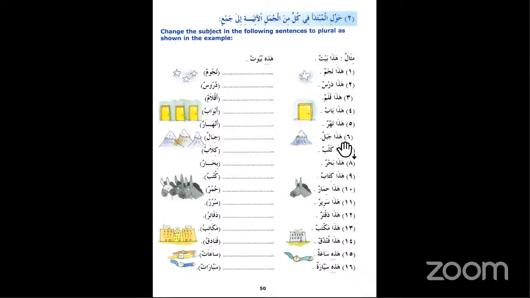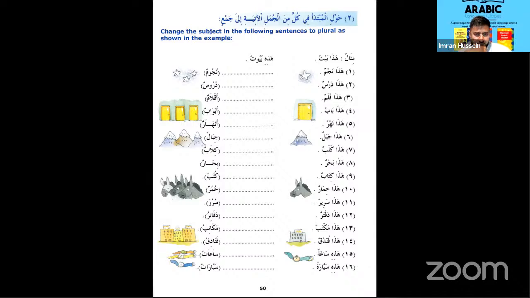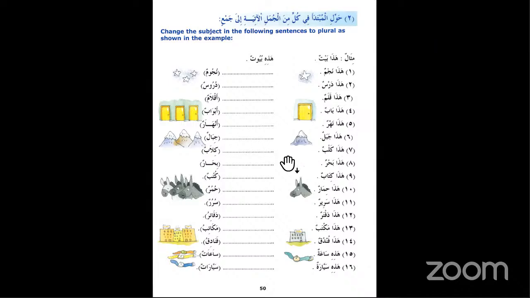Bismillahirrahmanirrahim. Hada jabalun, this is a mountain. Hadihi jibalun, these are mountains. Excellent. Hada kalbun, this is a dog. Hadihi kilabun, these are dogs. Haza bahrun, this is a sea. Hadihi biharun, these are seas.